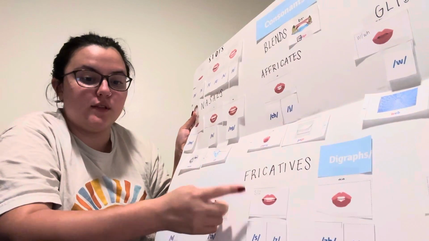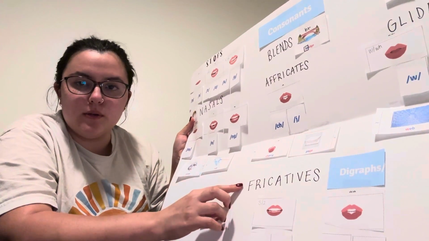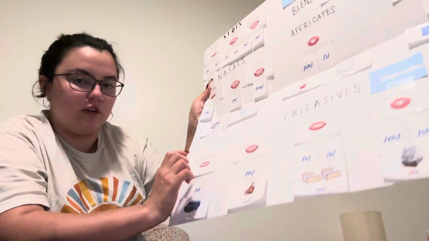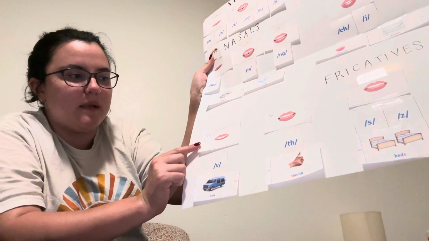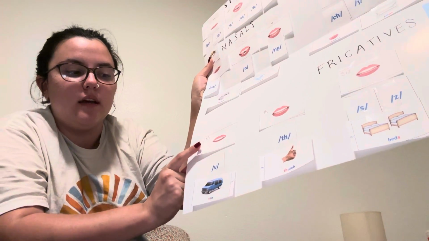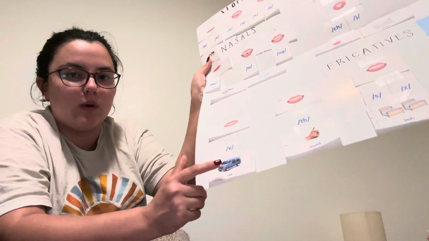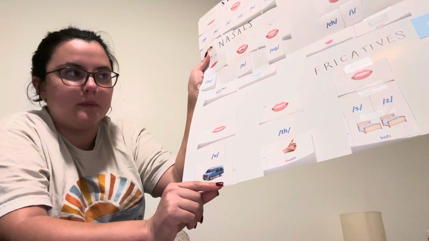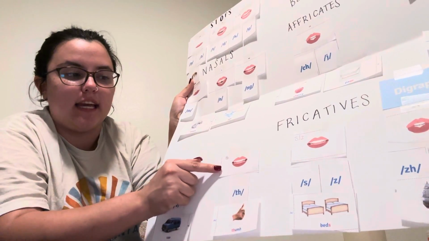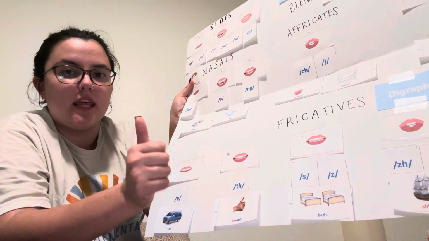The next one is fricatives. So these are consonants that are produced by airflow through the mouth. Our first one, the mouth formation is f. So that'll sound like F or V. So our example is van. Another fricative is TH. And the example is thumb.